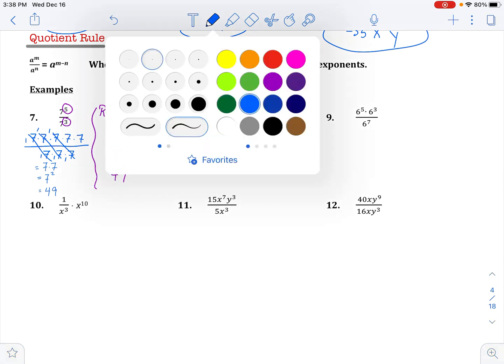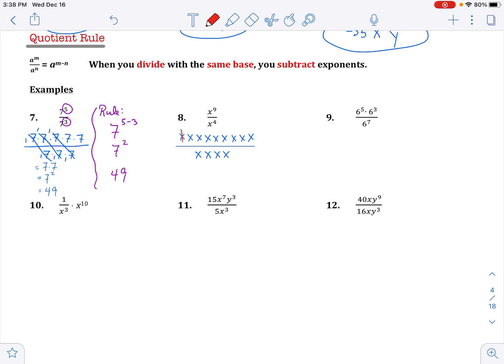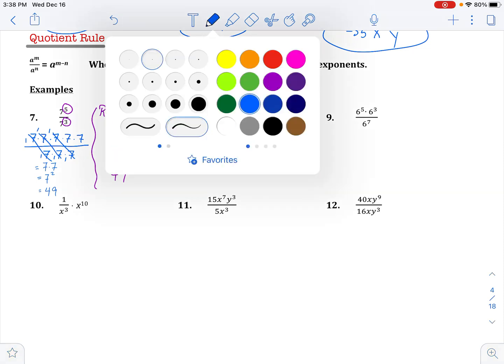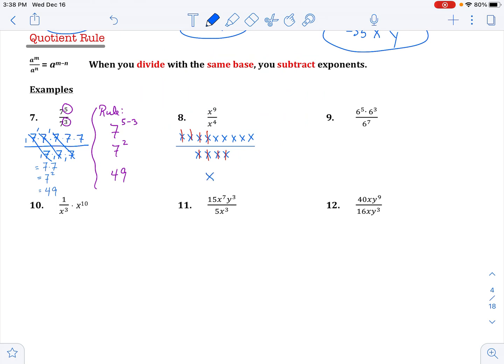And again, you're allowed to cancel common factors. I'm going to use a different color so it's a little bit easier to see. But x divided by x is 1. X divided by x is 1. We're going to cancel 4 factors of x's in the numerator with 4 factors of x in the denominator. If I count this up, what I'm left with is x to the 5th.